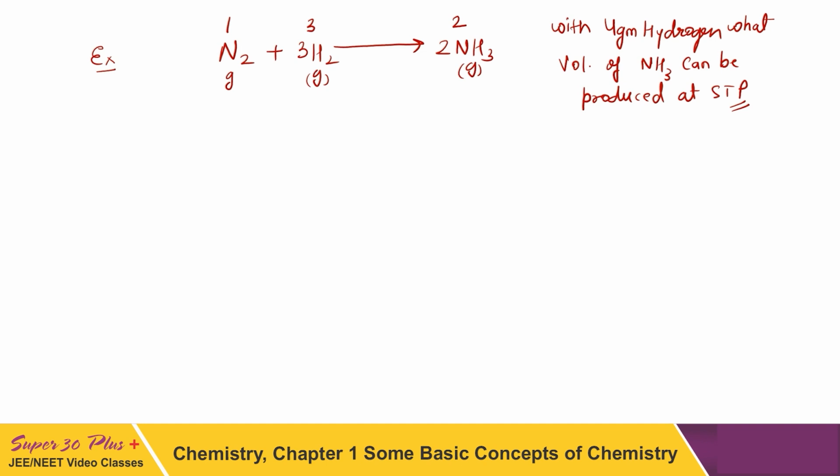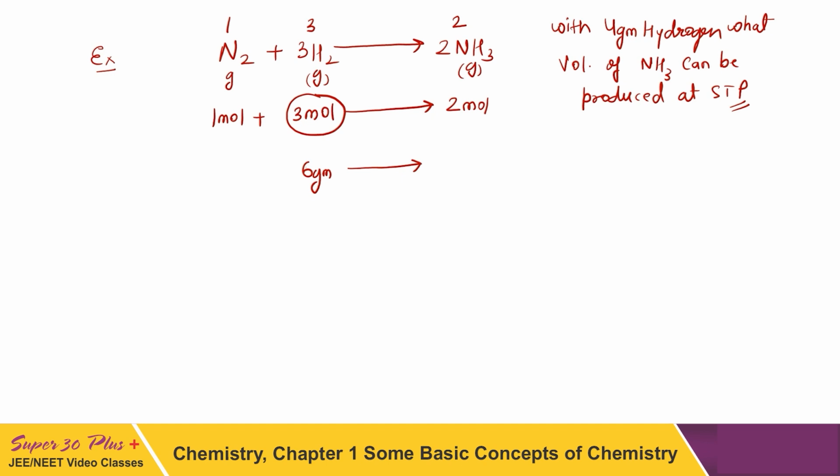Again, I will use the stoichiometry. It says 1 mole of nitrogen reacts with 3 moles of hydrogen, which produces 2 moles of ammonia. Very simple. Now we know for hydrogen the mass is given, so I will convert these 3 moles into mass. Molar mass of hydrogen is 2, so 3 moles of hydrogen will be equivalent to 6 gram H2.